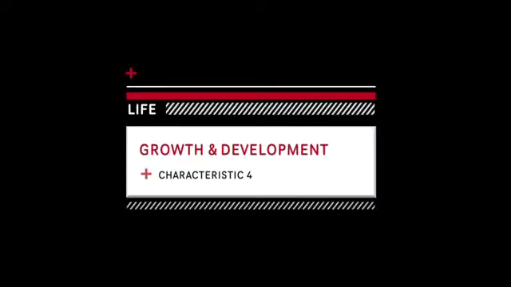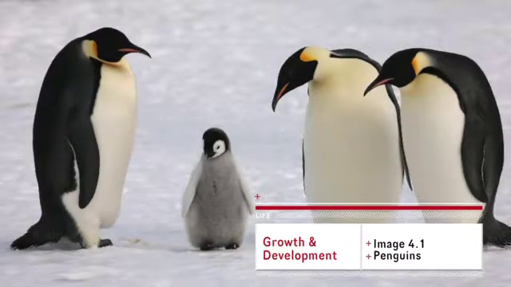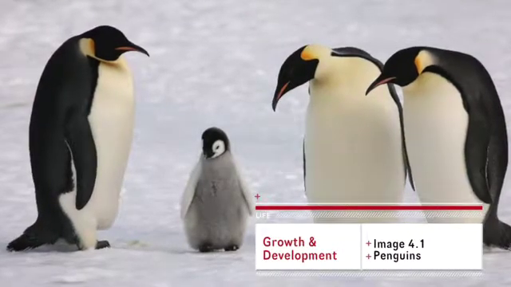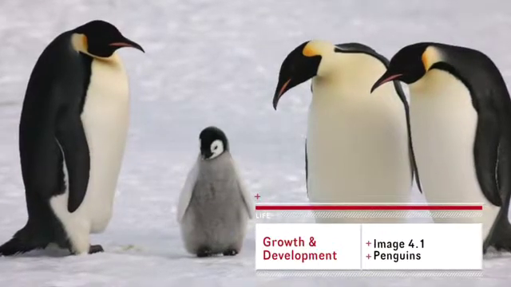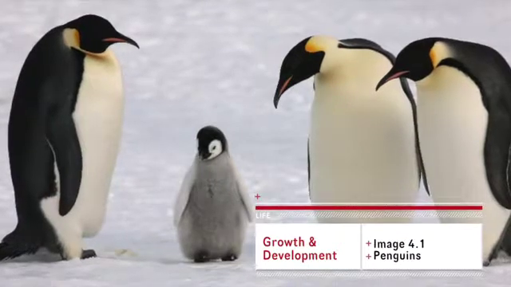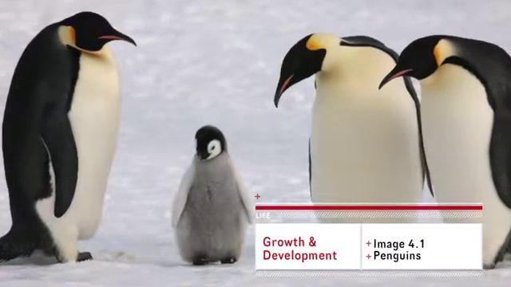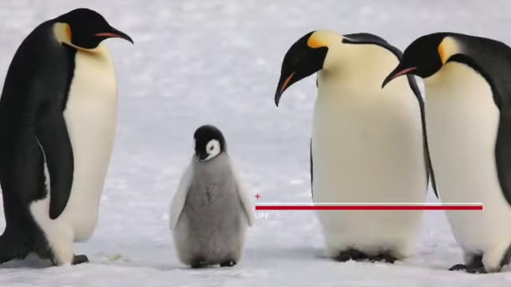Living things experience growth and development. This photograph of emperor penguins represents organisms experiencing growth and development. The adolescent penguin is shorter and smaller than the others. It also has different coloration and a fluffy texture. This penguin will change over time, growing larger and developing a different color and pattern.